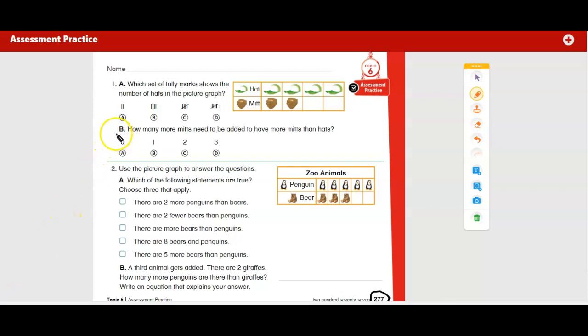Part B says how many more mitts need to be added to have more mitts than hats. Now when looking at part B, it's important to remember it wants us to show how many more mitts needed to be added so that there are more mitts than hats. It doesn't want to note how many more it would need to be equal to hats, but how many it would need to be more than hats. Then you'll fill in one of these answer bubbles below.